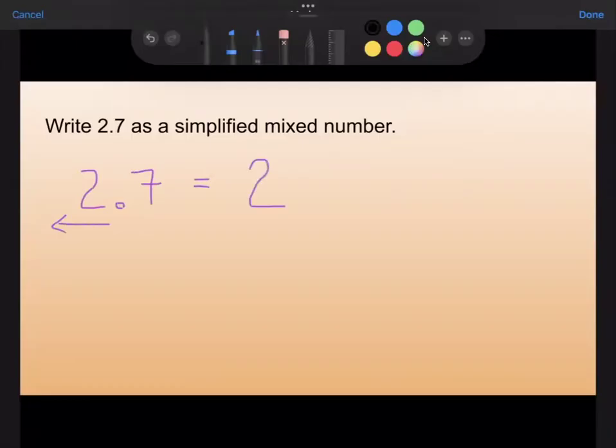Now I need to look and see what place value the decimal goes out to. Since the last number that's a decimal is 7, and that's in the tenths place, I know that the denominator of the fraction is going to be 10. Then I can just transfer the 7 over here to be the numerator, and I have 2 and 7/10. So 7 over 10 cannot be simplified because the only thing I can divide 7 by is 7, and I can't divide 10 by 7. So this is the simplified mixed number, 2 and 7 over 10.